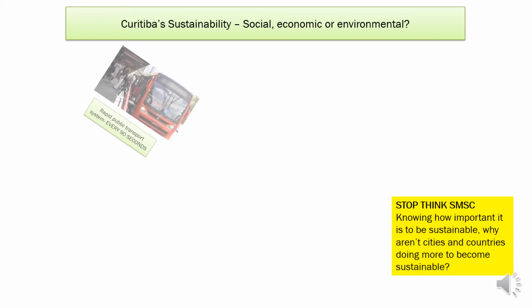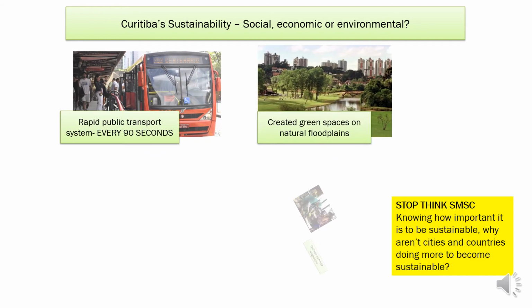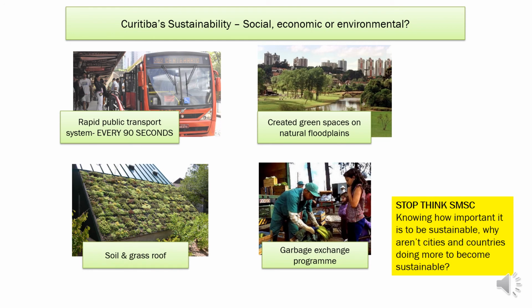Curitiba then is sustainable in many ways, and I've just put some examples here on the board. So you've got a rapid public transport system, you've got lots of green spaces, they can exchange their rubbish for fresh fruit and vegetables, and a lot of the buildings have got soil and grass roofs. What you need to be able to do is to say why any of these strategies are sustainable. So you've got to link them to why they're good for people, money and the environment. So we'll just do that together now.